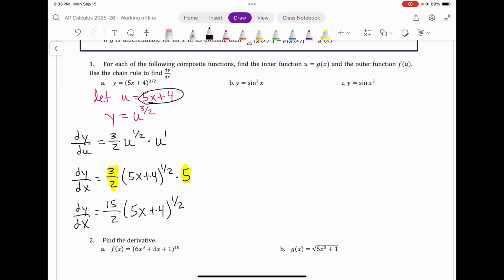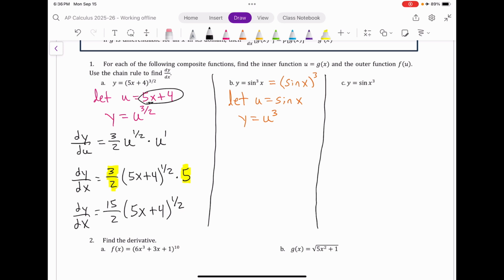Okay, so b, this is sine cubed of x. This is the same as sine x to the third power. So what would be the inside function? Well, it would be sine of x, and the outside function would be x cubed, or u cubed if we do u substitution. So we'll let u equal the inside function, sine x, and that way y would equal u to the third power if we rewrote that equation.